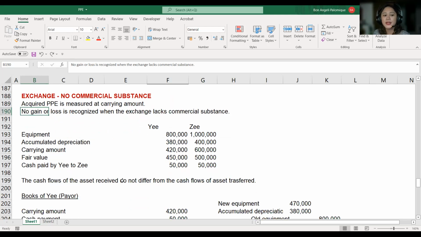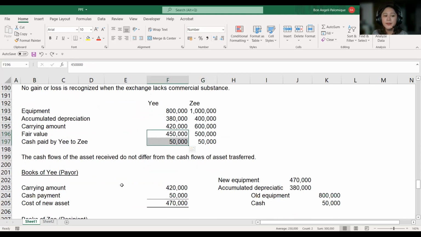So, let's take this for example, si Yi and si Z. Si Yi naman, magbibigay siya ng 450,000 plus 50,000 cash kapalit na itong 500,000 para medyo pantay sila. So, si Yi, sa point of view niya, ang carrying amount. Hindi mo susundan yung fair value kasi walang commercial substance. Carrying amount yung titignan mo, 420,000, tapos nagbayad pa akong 50,000. So, ang cost ko para makakuha yan is 470,000.